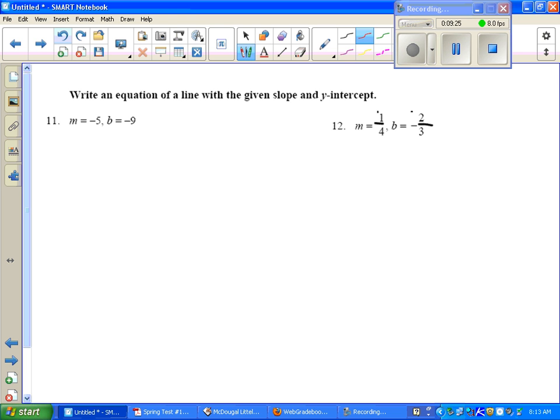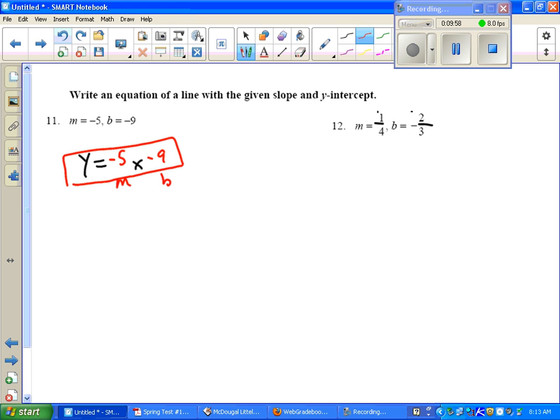Number 11 says write an equation given the slope and y-intercept. Just like our point-slope form, we're going to leave a y, we're going to leave an equals, we're going to leave a space, and then put an x. In place of that space, we're going to put our m, and in place of that next place, it'll be our b value. So we have our m value at negative 5, so it'll be y equals negative 5x, and our b value is negative 9, minus 9. So your equation for number 11 is y equals negative 5x minus 9.